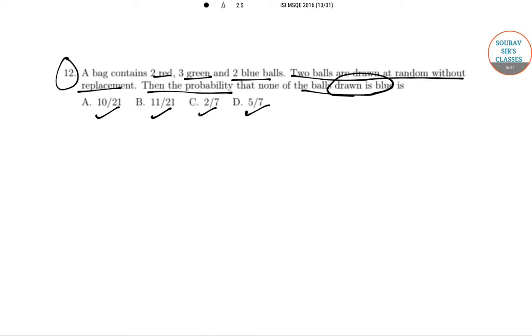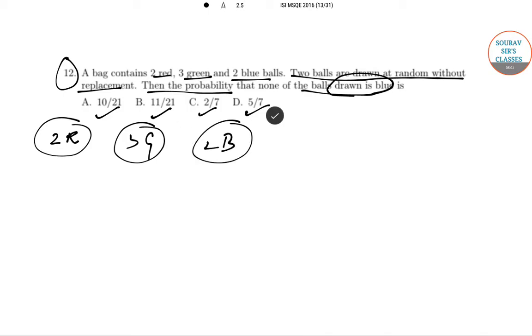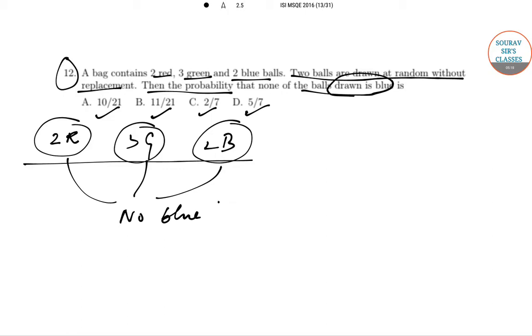So basically in a bag there are 2 red, 3 green and 2 blue balls. And from this we have to check the probability that when we are drawing two balls from this bag, we do not get any blue balls. So now let's check out the probability of that happening. Now there are two red balls, three green balls and two blue balls.